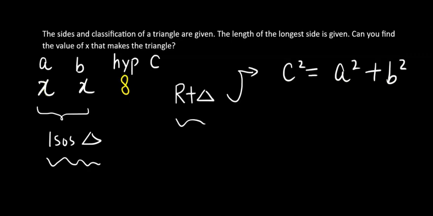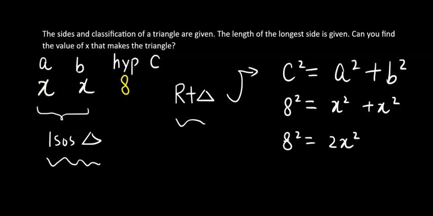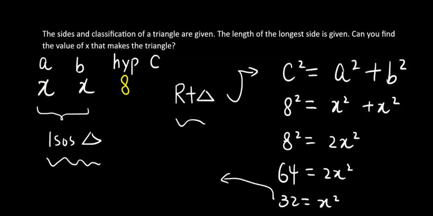All right, let's put it in. We can do c squared is 8 squared. Since this is x, we're going to have x squared and another x squared. Therefore, we have 8 squared is 2 times x squared. 8 squared is 64, and we're going to divide by 2 on each side. We're going to have 32 is x squared. I ran out of space, so I'm going to continue working here. I'm going to take the square root. I only need the positive square root, which is positive square root 32.